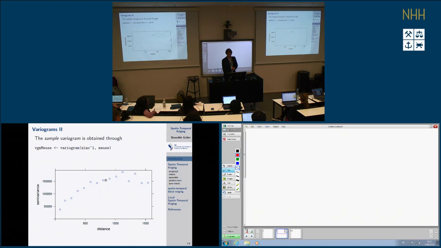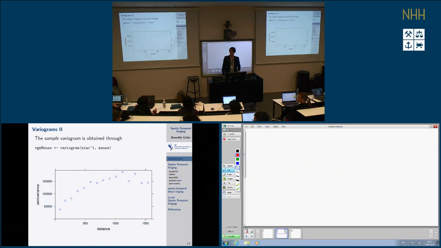Then we have the range and we have the sill. So these are the three typical parameters you have to fit for a variogram to describe it as a function. And then you can choose between different variogram models. They are slightly different curves, slightly different shaped, that will describe your dependence.